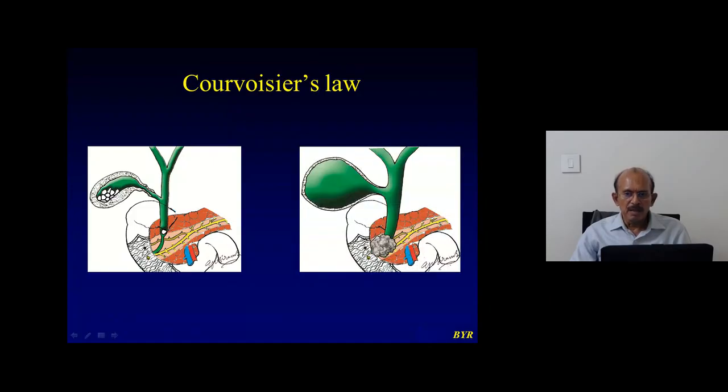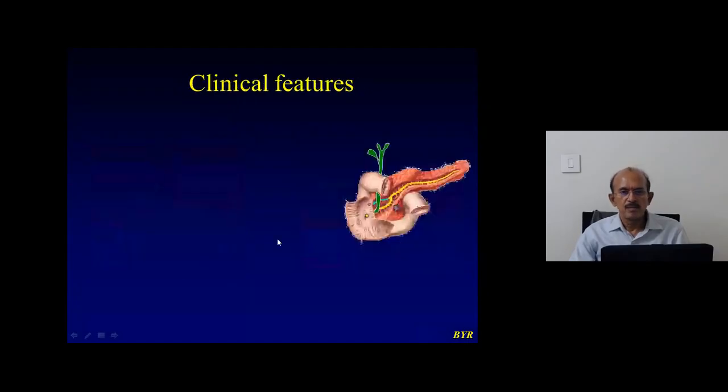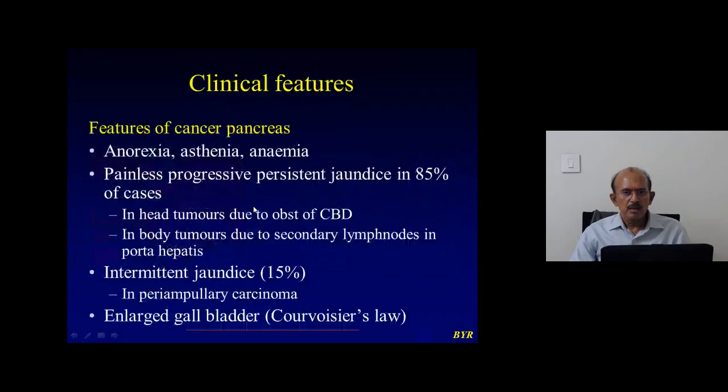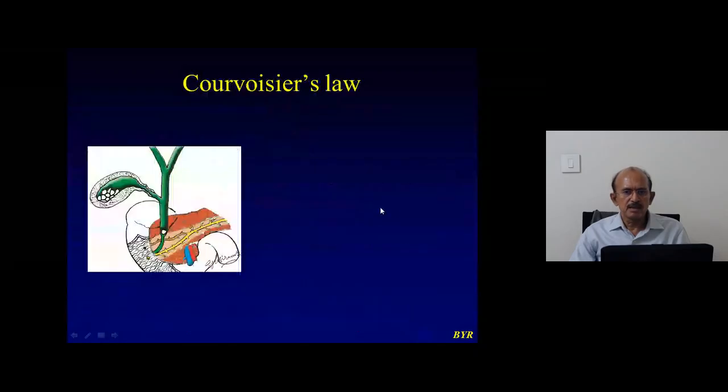If the obstruction of the common bile duct is due to a tumor, then the gallbladder is very much distended, because proximal to the obstruction there will be increased pressure, and that pressure causes the distension of the gallbladder. So this is Courvoisier's law. So the main manifestation for the patient with jaundice, with pancreatic head tumors, is painless, progressive, persistent jaundice.